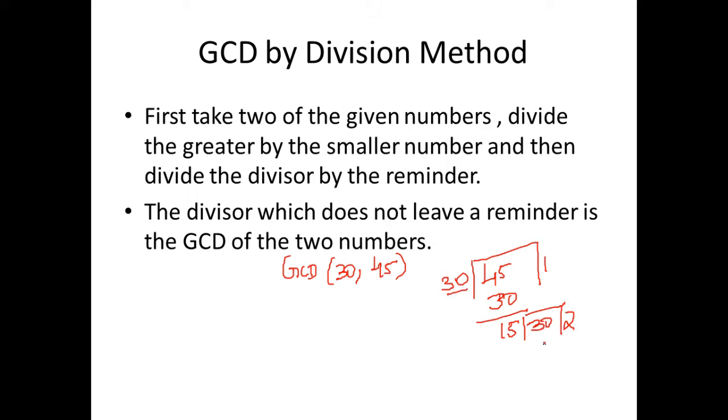So 15 into 2 is 30. So now you get a 0 remainder. So this divisor which led to a 0 remainder will be called the GCD. So GCD for 30 and 45 is 15. So you call this the greatest common divisor.